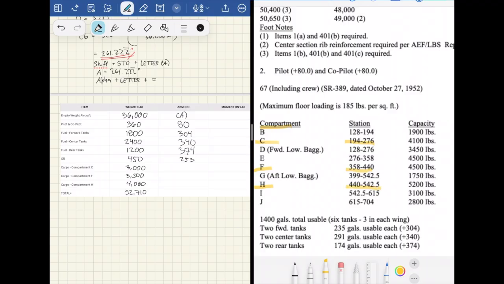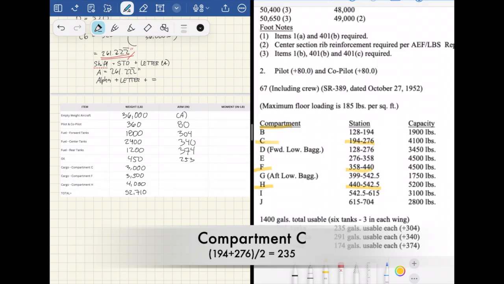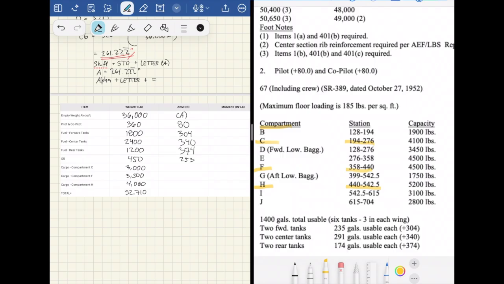Sila ay naka-range. Ngayon, for the simplicity, we will use their midpoint. So, paano yung midpoint? We will add two numbers. Start tayo kay compartment C. 194 plus 276. Then, divided by 2. Then, we have 235. So, base doon sa range na ibinigay nila, the midpoint is 235.